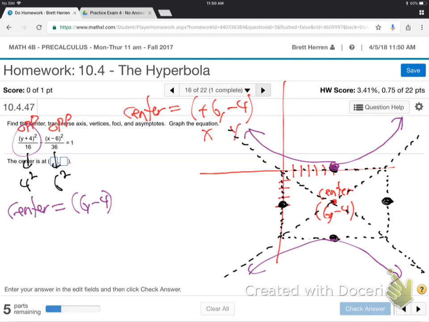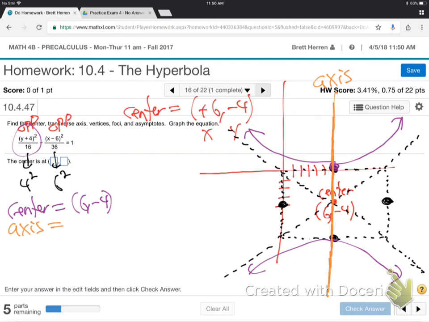Okay, next, what do they want? The transverse axis. What axis? Let me help you with that one. The transverse axis means the axis spearing through the middle of the shape. It's actually this axis. When you move the center, you move the axis. See how that axis spears through the middle of the branches? So that's the actual axis. It's not the x-axis. It's not the y-axis. When you move off the origin, you get a different axis.